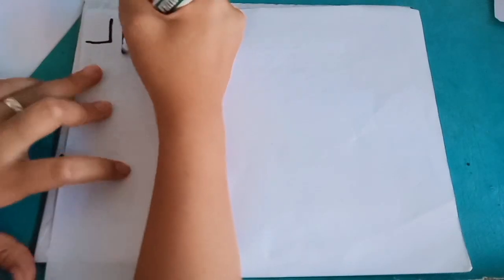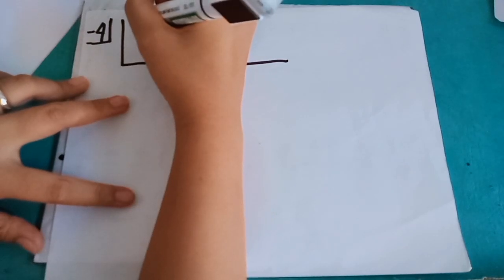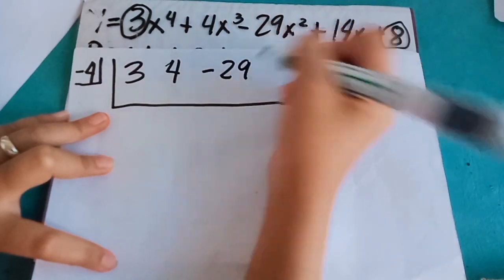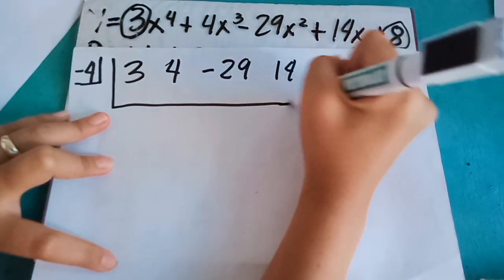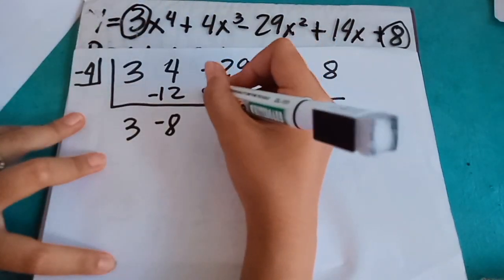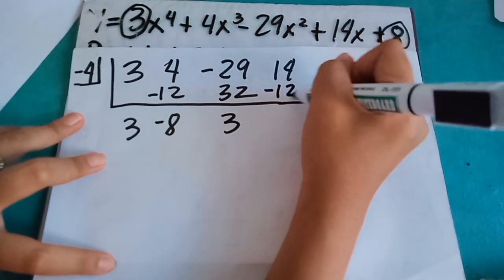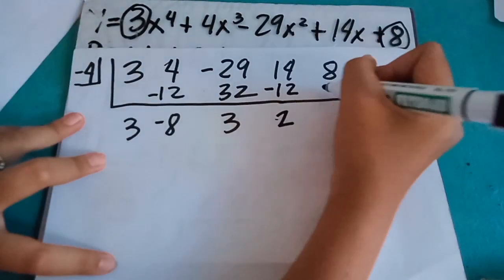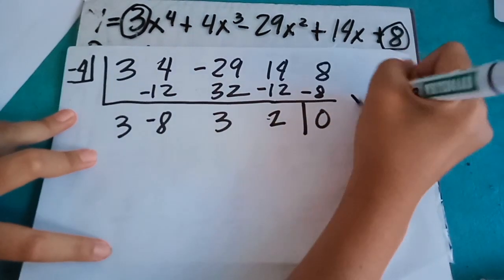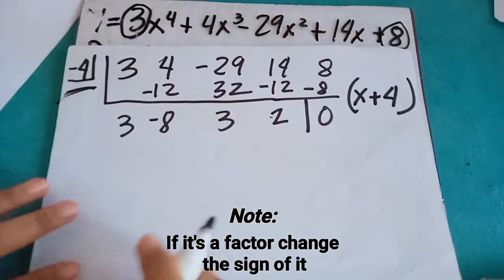So again, we will use synthetic division. First, we can try the value of negative 4. The coefficients are 3, 4, negative 29, 14, and 8. So bring down 3, multiply, subtract, multiply again, then subtract, multiply, subtract, and multiply. If it is 0, then it is a factor. So let's get the other factor.